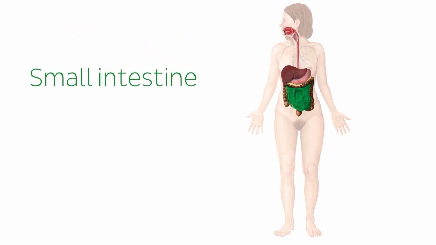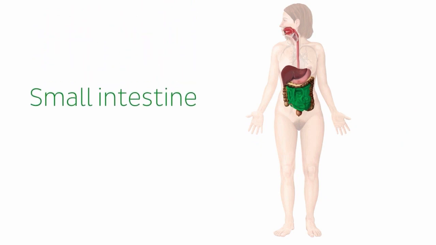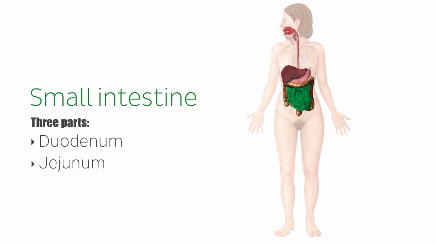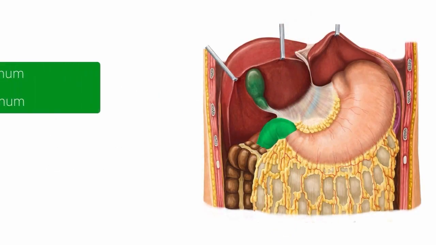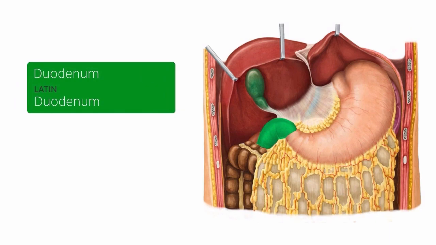The small intestine is the part of the alimentary canal where most digestion and absorption takes place. It is divided into 3 parts: the duodenum, the jejunum, and the ileum. Let's begin by looking at the duodenum. The duodenum is the first section of the small intestine and is situated between the stomach and the jejunum. It is a C-shaped hollow loop and can itself be divided into 4 parts.